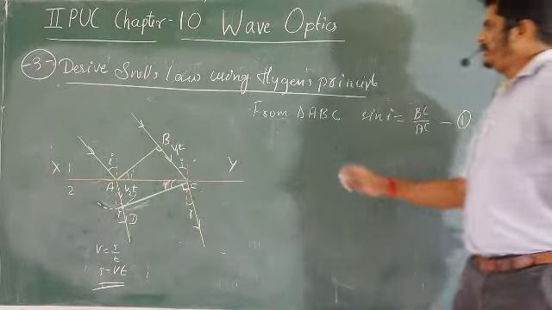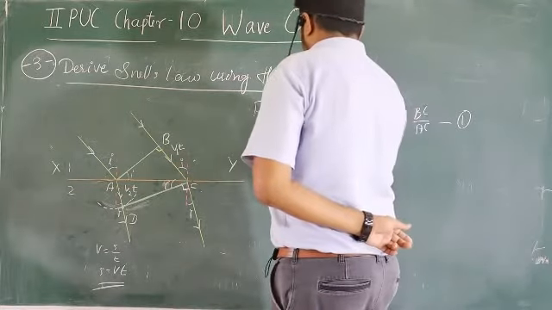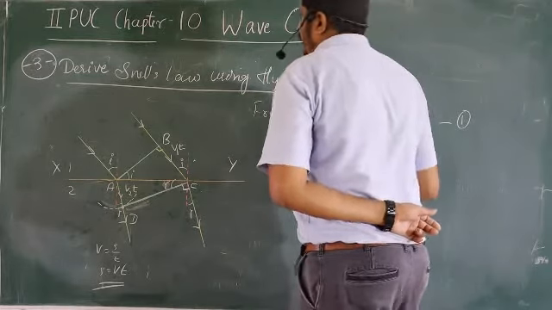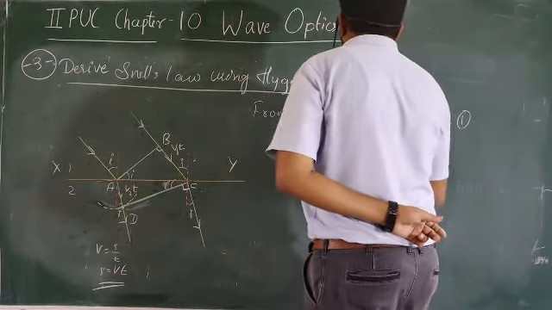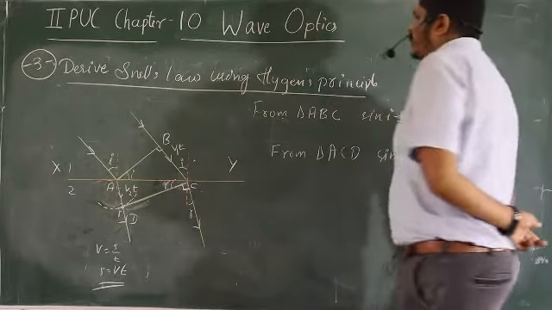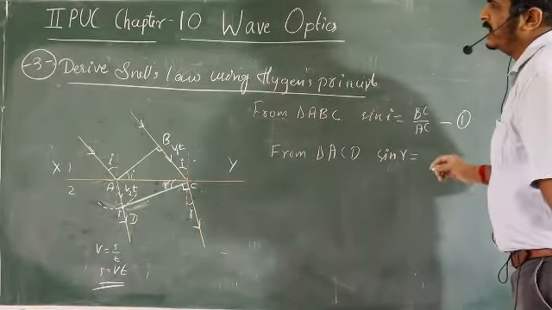Next, from triangle ACD, sin R is equal to, from the diagram, this is AD.